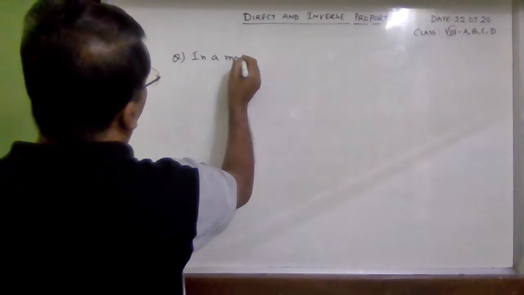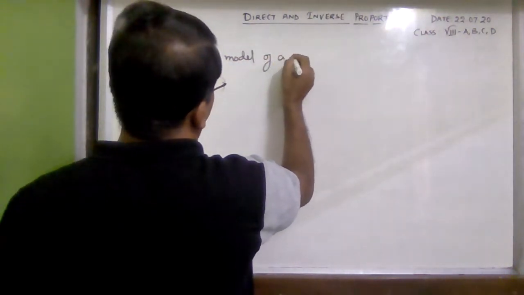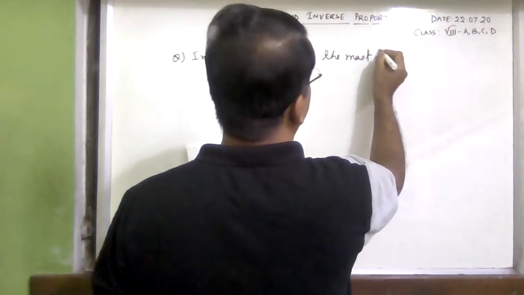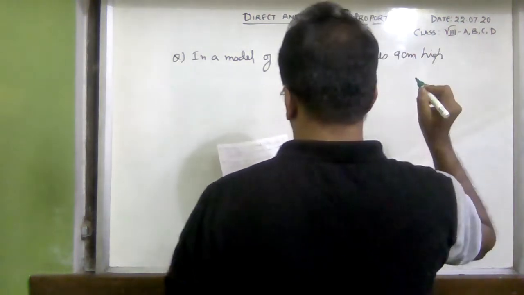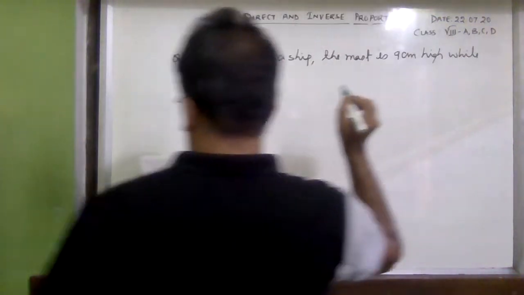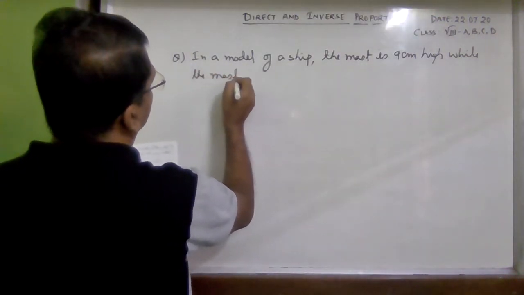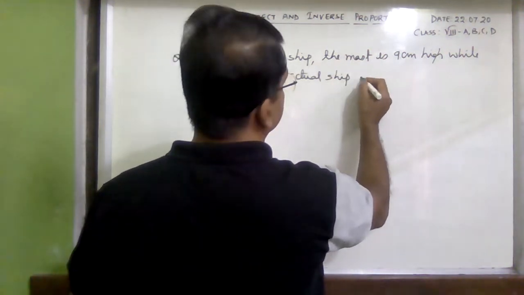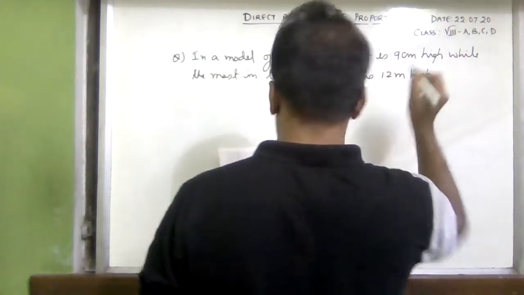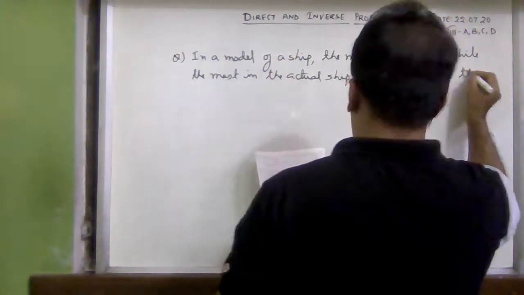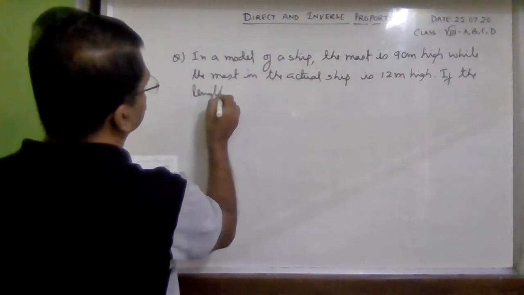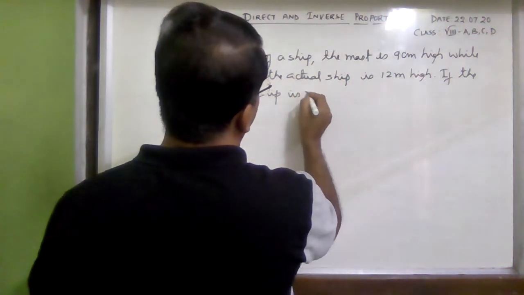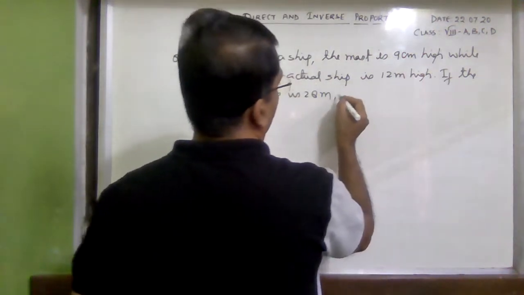In a model of a ship, the mast is 9 centimeter high, while the mast in the actual ship is 12 meter high. If the length of the ship is 28 meter, how long is the model of the ship?